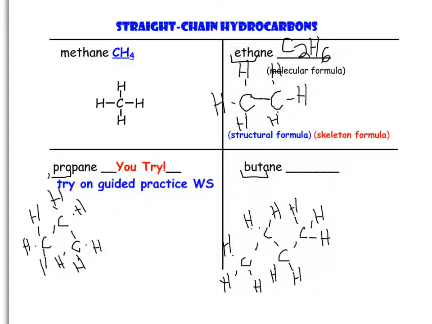You'll also notice I switched from drawing these as just straight lines to having this bend in here. This bend is just to save room. It really doesn't matter which way you draw it. If you wanted to draw, say, propane as carbon bonded to carbon bonded to carbon, either way is fine. I generally just prefer to draw carbon to carbon to carbon because it saves room.